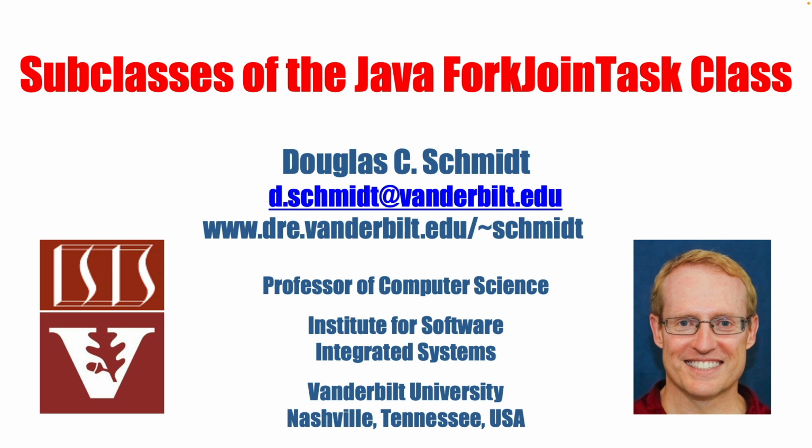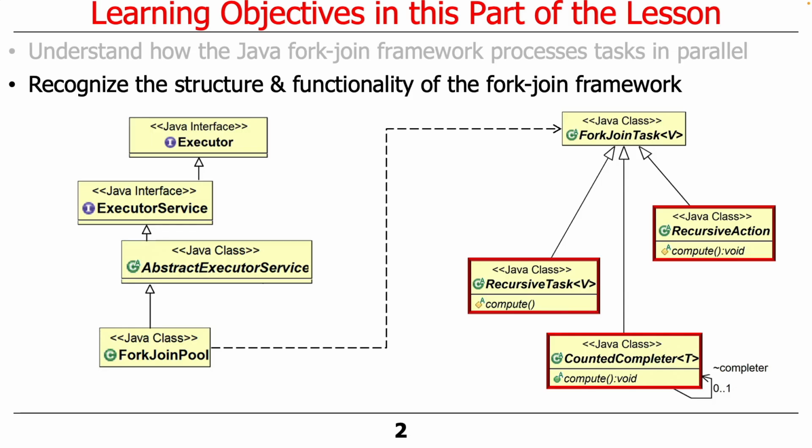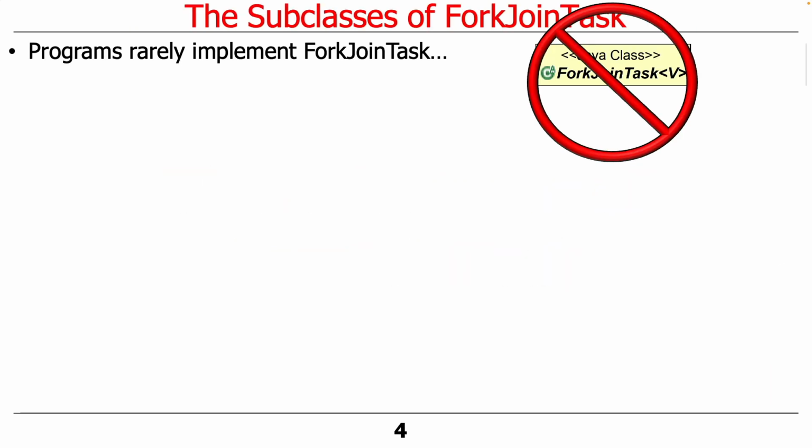So the last piece of the puzzle in this overview section is to talk about the subclasses of Java ForkJoinTask. And these will end up being RecursiveTask, RecursiveAction, and CountedCompleter. RecursiveTask is particularly important because this is what you'll be using in your programming assignment. So let's talk about these.